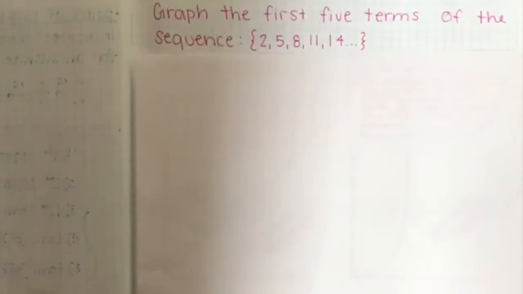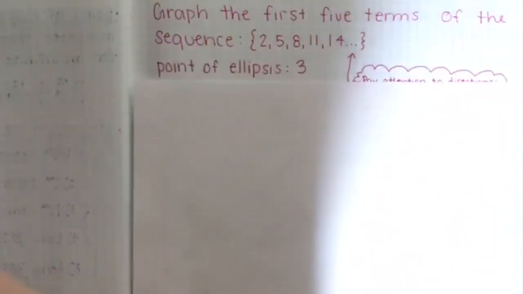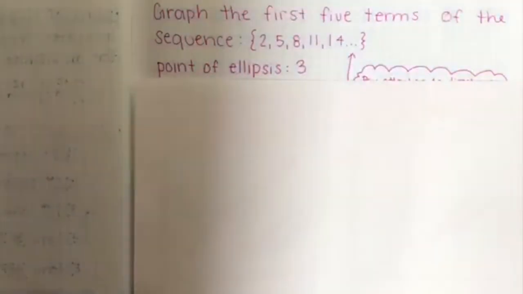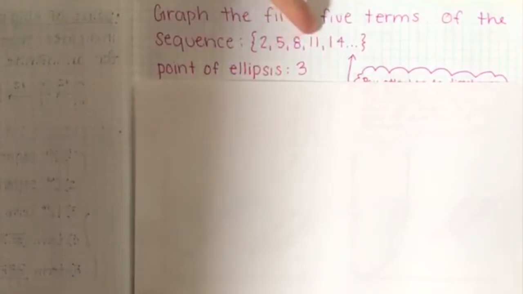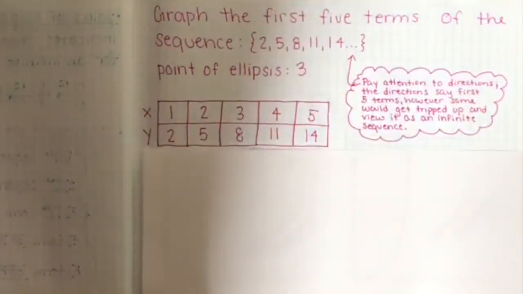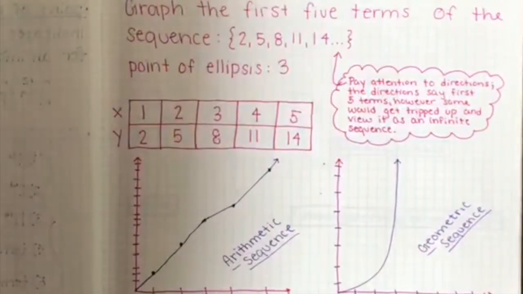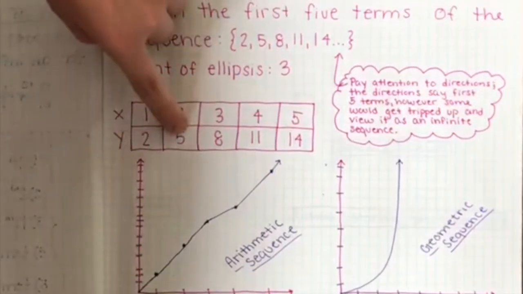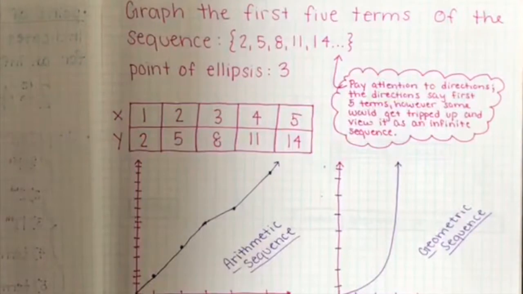Let's do an example. Graph the first 5 terms in the sequence 2, 5, 8, 11, and 14. Well, the first thing we can do is determine that the common difference is 3, because it keeps increasing by 3 each time. Because they say only the first 5 terms, we consider this just to be a normal arithmetic sequence. This is what the graph would look like. Because the terms are only the first 5 terms, you can set it so that 2 is the first term, 5 is the second term, etc.